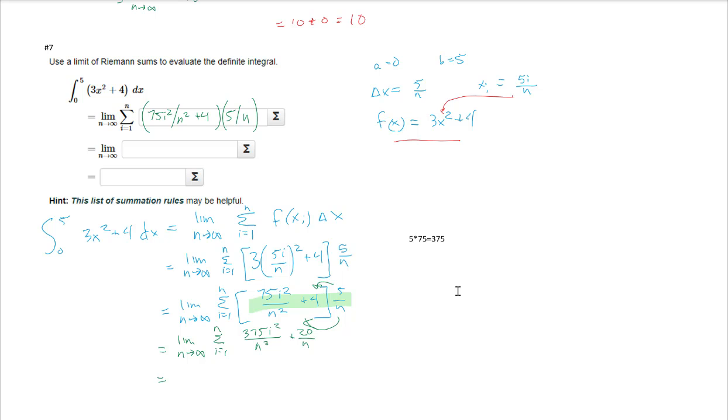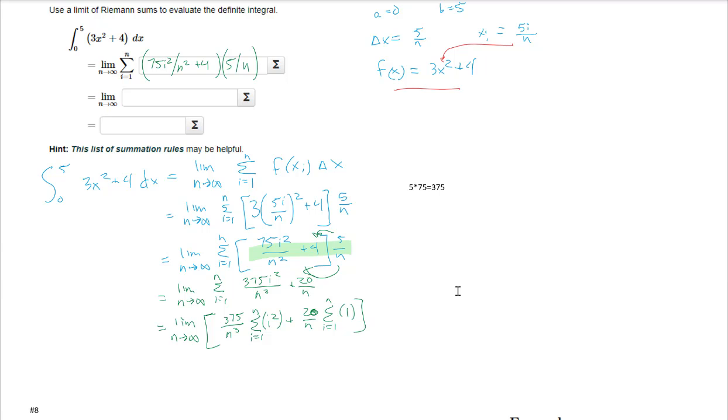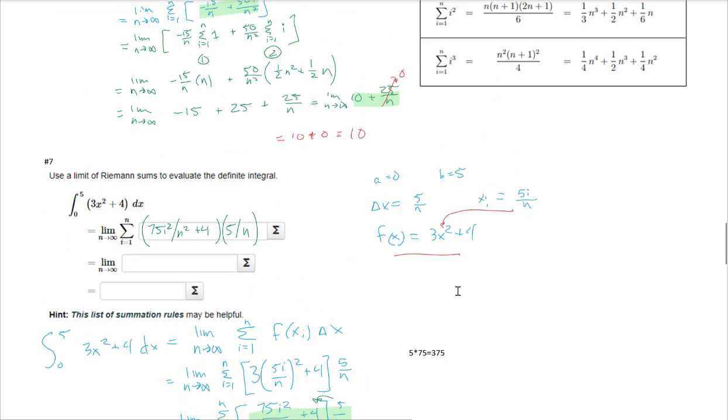Okay. And so I'm going to pull out my i squareds and my 1s and stuff. So I have the limit as n goes to infinity, summation i equals 1 to n. Oh, I'm going to distribute here. Okay, so I'm going to pull out a 375 over n cubed, and then I have the summation i equals 1 to n of i squared. And then I'm going to pull out the 20 over n, and I have the summation i equals 1 to n of 1 right there. So that's my i squared, and that's my 1. Okay, and so I'm going to need my equations for what my summations of i squared and 1 are.